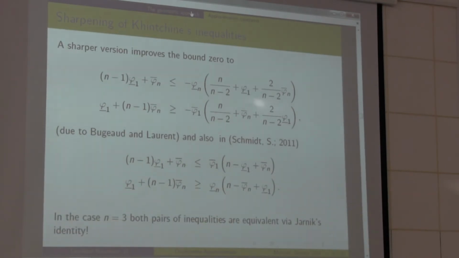The interesting thing is that in the case n equals 3, where you have Yannick's identity, with the help of this identity, these two turn out to be equivalent. In all other cases, so n greater than 3, you really have some new information.